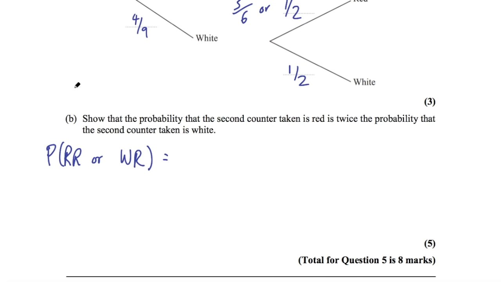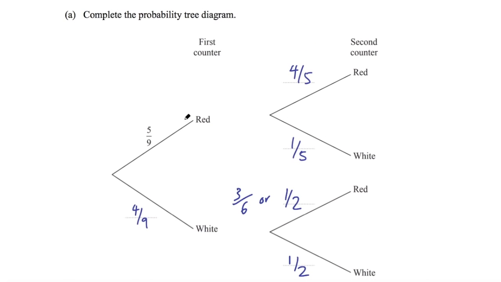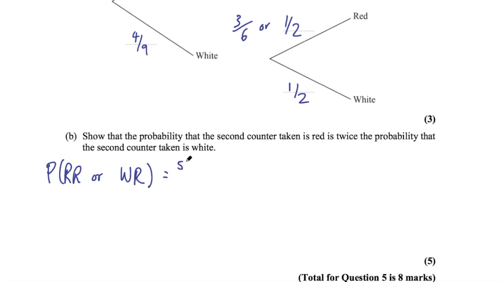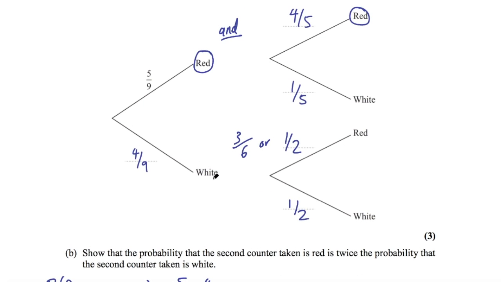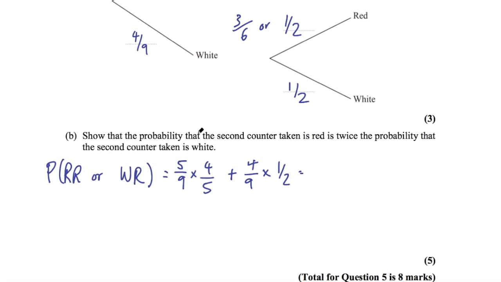So what's the probability of getting a red and then a red? Well, that's 5 out of 9 multiplied by 4 out of 5. So when we have one event and a second event, we multiply. So that'll be 5 out of 9 multiplied by 4 out of 5. And then we have or, so when you have or in probability, then we add. We could have a white and then a red. So that's 4 out of 9, a half. So 4 out of 9 multiplied by a half.